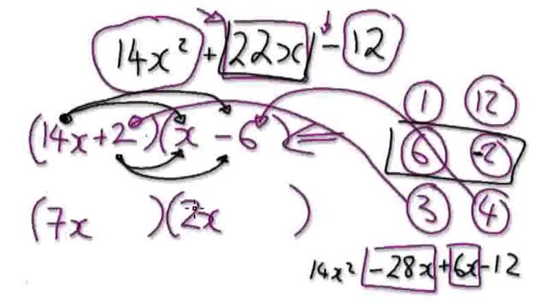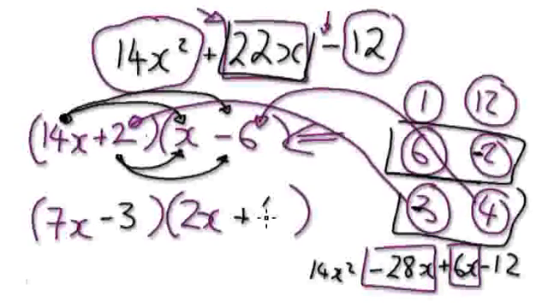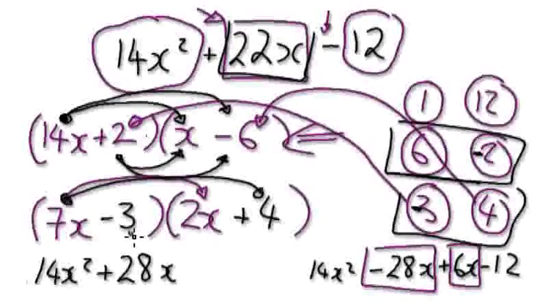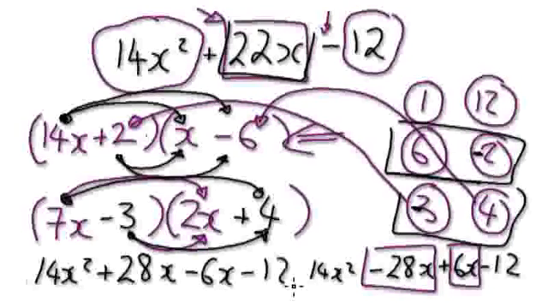So as it turns out, you will need this set here, and you will need to set the -3 here. So if you put -3 in here and then +4 here, then it should work out. Now this times this would be 14x squared, and then this times this here would be plus 28x, and then this times this here would give you minus 6x, and then this times this here will give you negative 12. You don't really care about the minus 12 because you know it will work. It's just us trying to get 22x here.